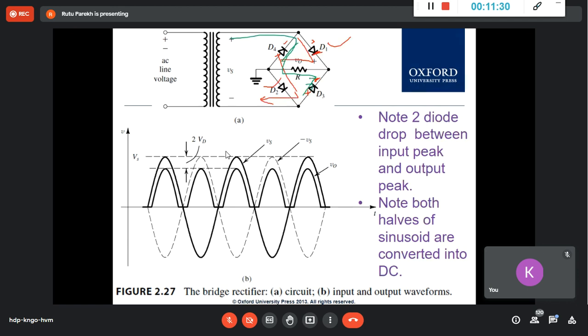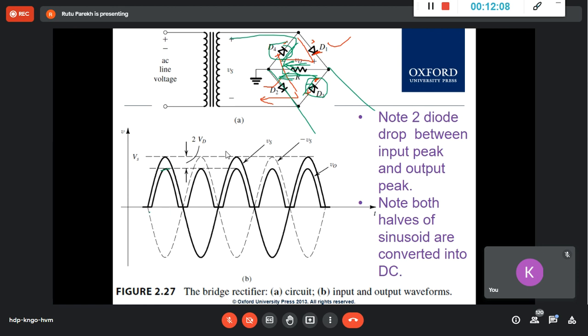But as you can see, for every positive or negative half, there are 2 voltage drops. Before it was just 0.7 volt, here it is 1.4 volt. So this difference is 2 VD, because it appears where you are taking your output across this R, and whatever is conducting. If these 2 diodes are conducting, the current flows in this direction only. In both positive and negative half, the direction of the current through this load R, that is your V0, is always this way.